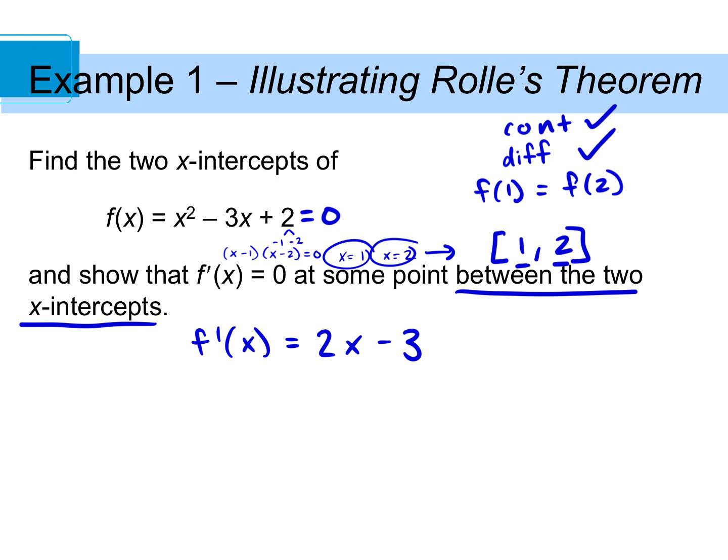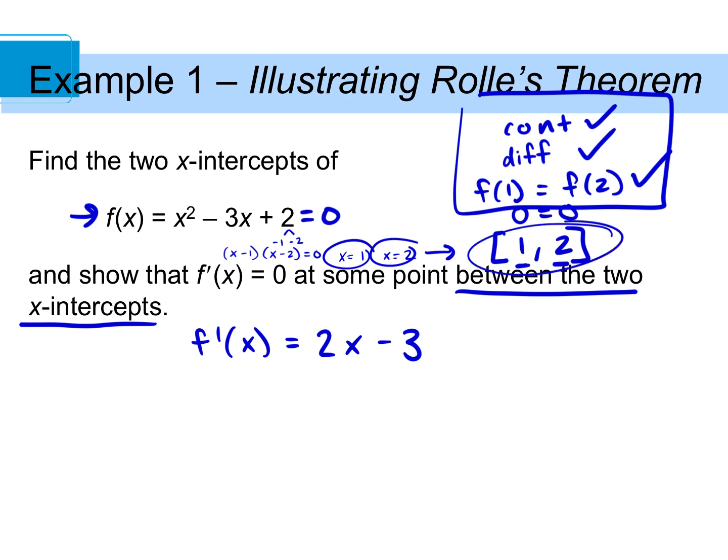If I plug it into my original function here, what do we get? 0. If I plug in 2 into my original function, 0. So is f of 1 equal to f of 2? Yes. So because these three things are true, we can use Rolle's theorem. So we know that there has to be a point in between these two numbers, in between our interval, where our derivative equals 0.